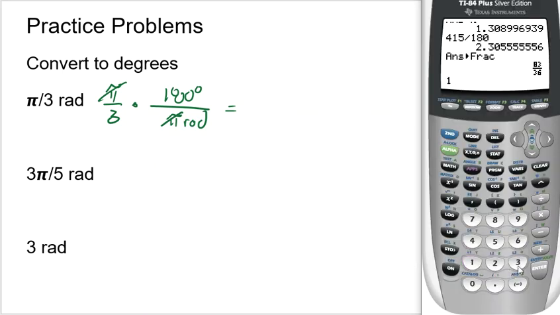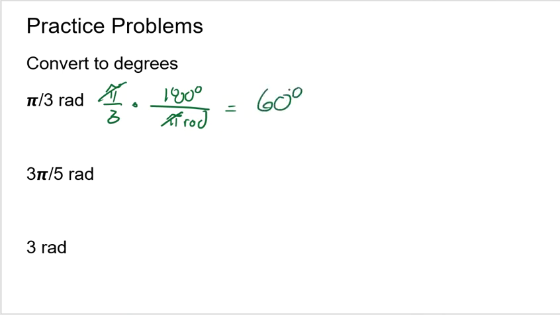So I'm going to type in 1/3 on my calculator. There's the 1/3, and I'm going to times it by 180. Another way you could do that is use a parenthesis, 1/3 times 180. And you say, well, where'd the pi's go? Well, they canceled out. That's great, right? So that's 60 degrees. So 60 degrees is pi over 3 radians.